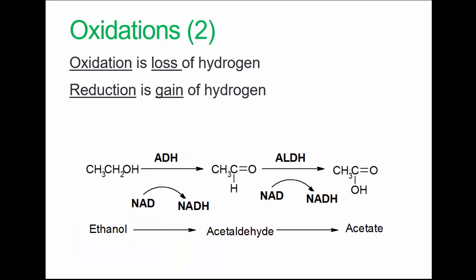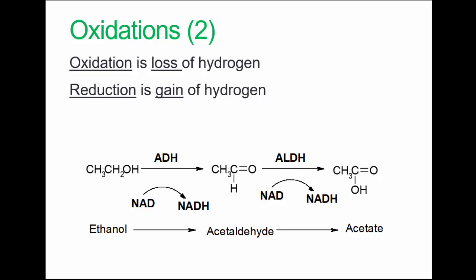On the other hand, oxidation can also be defined as a loss of hydrogen, whereas reduction is a gain of hydrogen. So in this case we've got ethanol, which has been oxidized, in the two-step process which takes place in the liver by two enzymes.